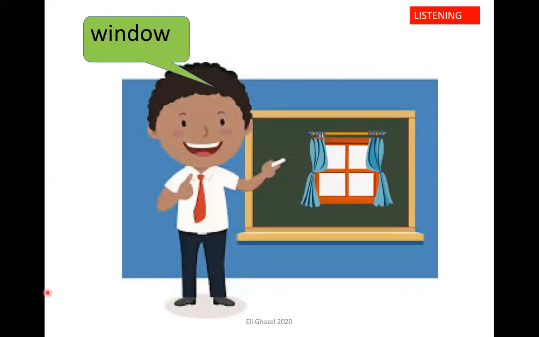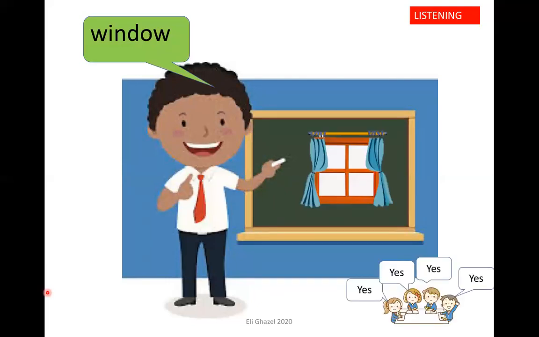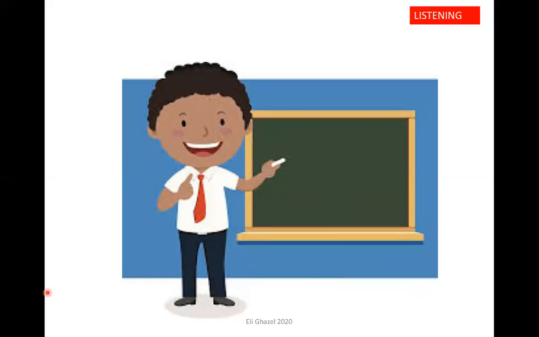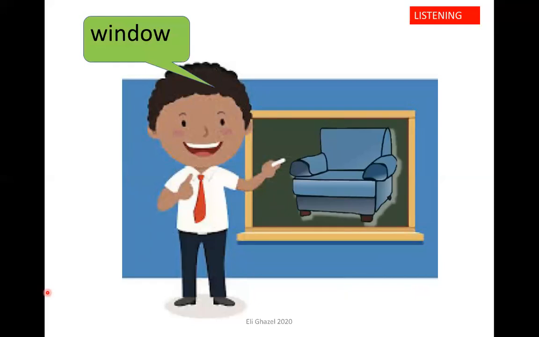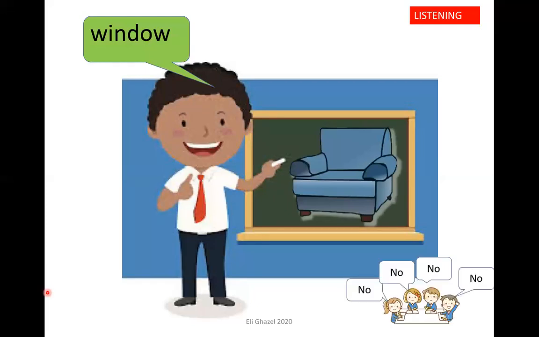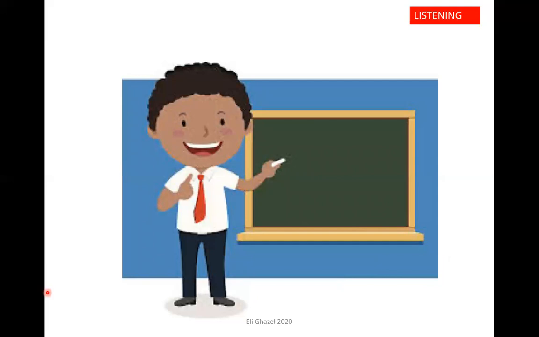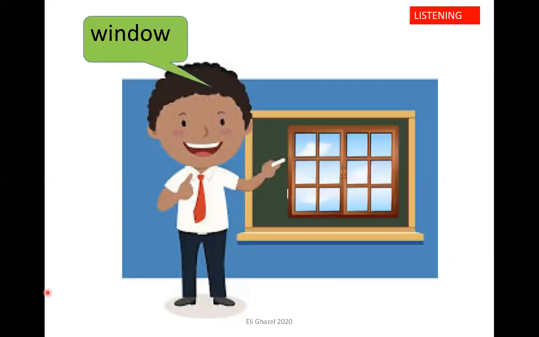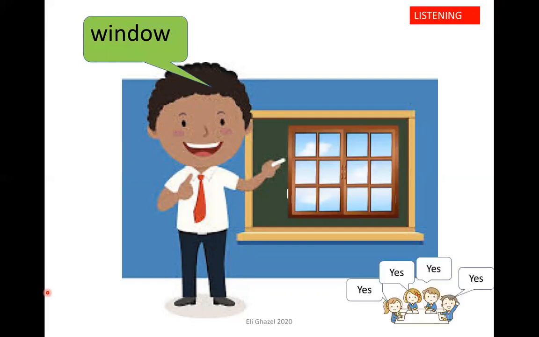Then you give a signal, and the kids will say yes. Then you say a word, window. Then you put a picture. Then you give a signal, and the kids will say no. Then you say the word, window. Then you put a picture, and then you give a signal, and the kids are going to say yes.